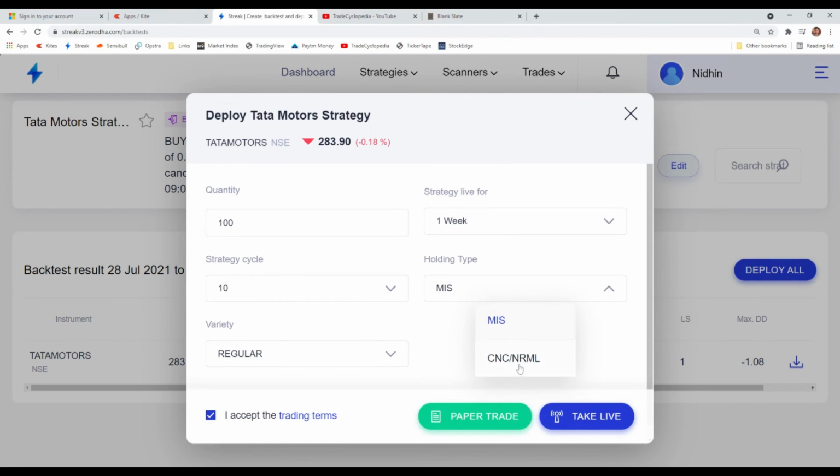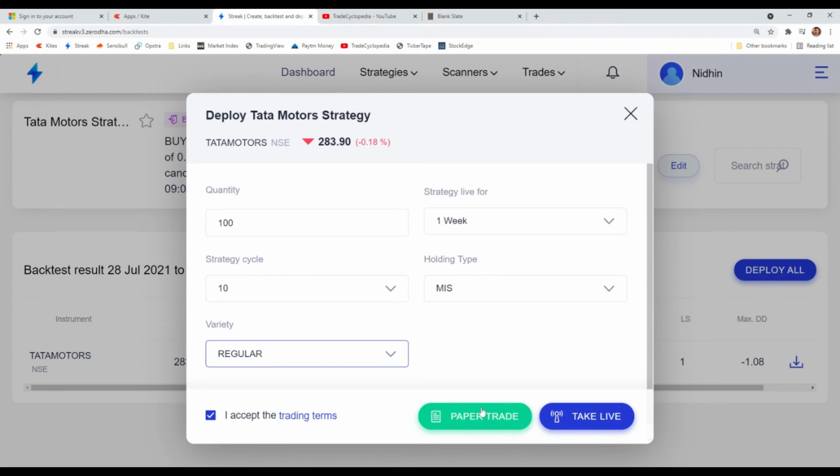And holding type, we can switch it to CNC or MIS from here. And variety, it's regular or bracket order. You can select regular because we are already defining clear entry levels. We are mentioning exit conditions as well. So Streak will automatically exit your positions as well, so you really don't need to specify bracket order. You can select regular. The system will place an order with your broker at the market rate, and it will exit when it reaches your exit condition.